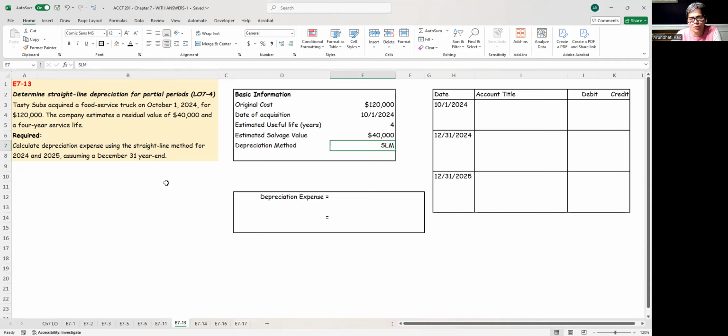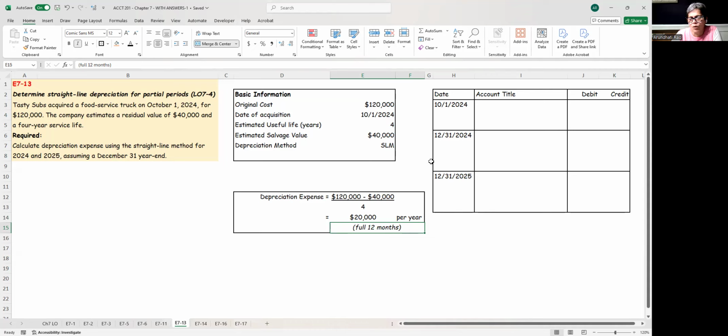So in the straight line method, depreciation expense is calculated as the original cost minus salvage value divided by useful life. All that information has been given to me. So 120,000 minus 40,000 divided by 4. This gives me depreciation expense at $20,000 per year. Now this is very important. This is per year, which basically means we're looking at full 12 months. Obviously, the first year I didn't have the asset for the full 12 months.